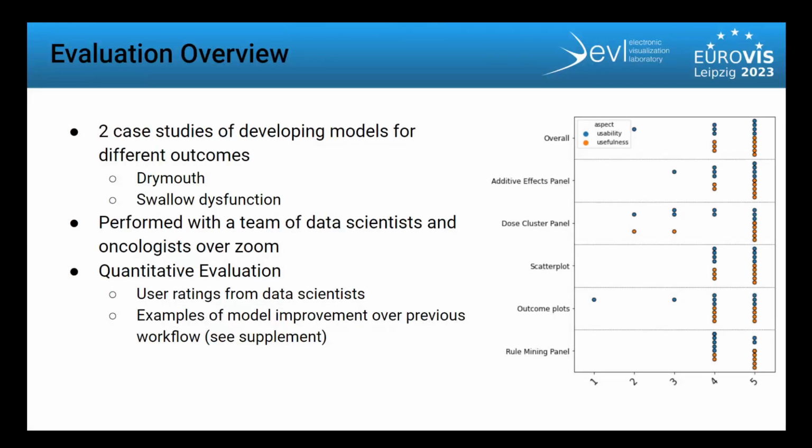The main value of DASS comes from its unique functionality and ability to support clinical model development. We illustrate in the paper with 2 case studies where we develop models for toxicities such as dry mouth and swallow dysfunction. Additionally, we report qualitative feedback and user ratings from a set of data scientists. In the supplementary material, we also provide a more quantitative analysis using the system to improve models built using previous workflows.